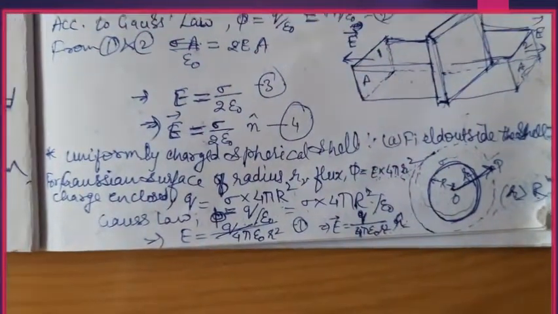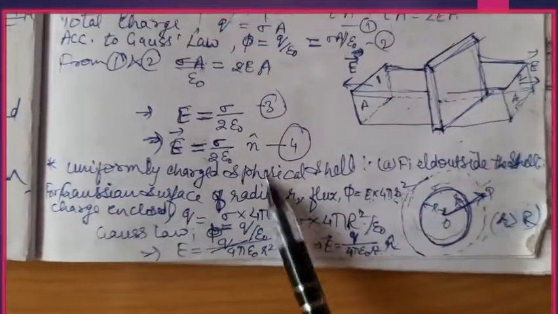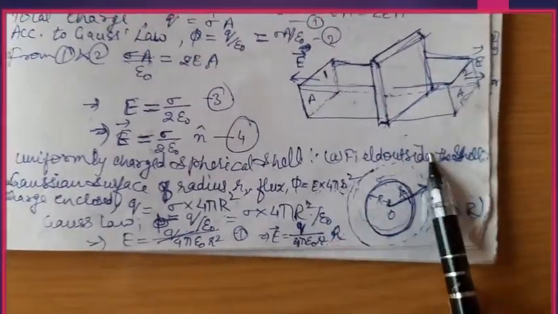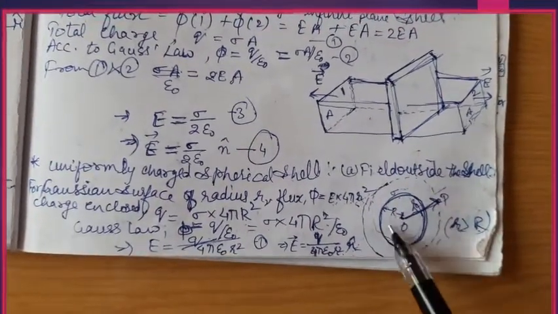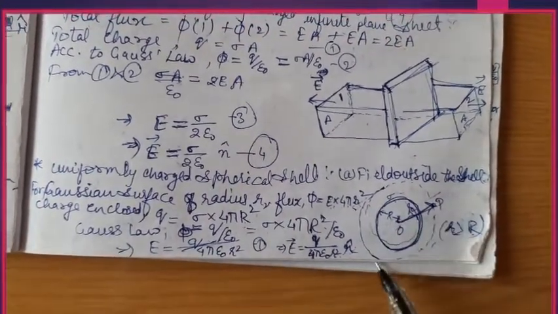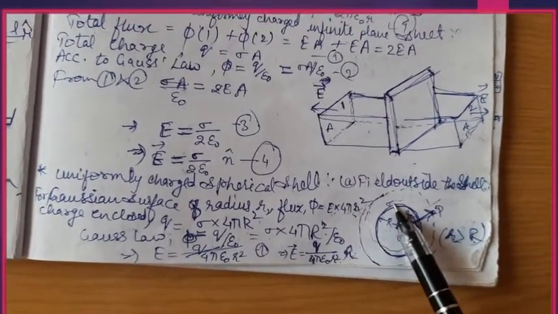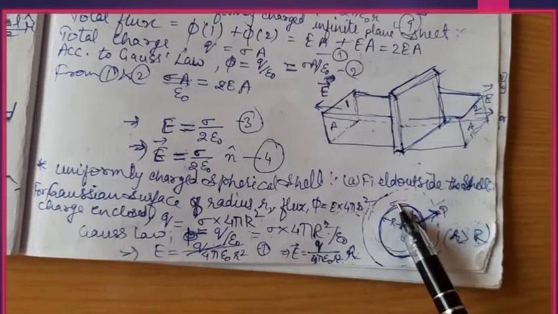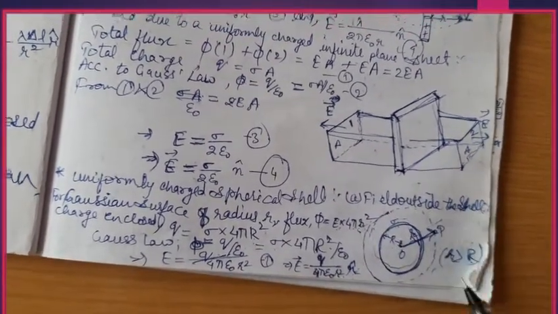The next application of Gauss law is electric field due to a uniformly charged spherical shell. That means we are having a spherical shell of radius capital R with a uniform charge over it and its surface charge is sigma. Then we will determine the electric field due to it. Now in the first part we will determine the field outside the shell.